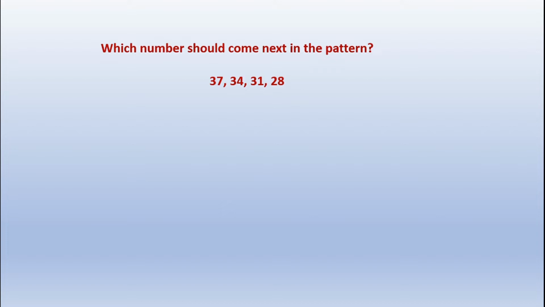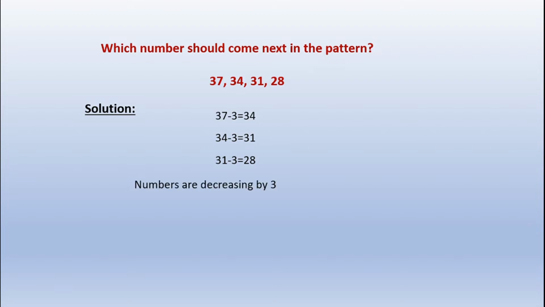Okay. Which number should come next in the pattern? So how can we solve this? 37 minus 3 equal to 34. 34 minus 3 equal to 31. 31 minus 3 equal to 28. The decreasing number is 3. So numbers are decreasing by 3 such that the next number should be 28 minus 3 equal to 25.